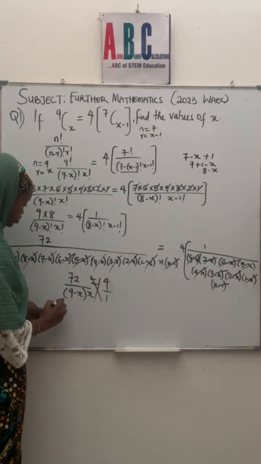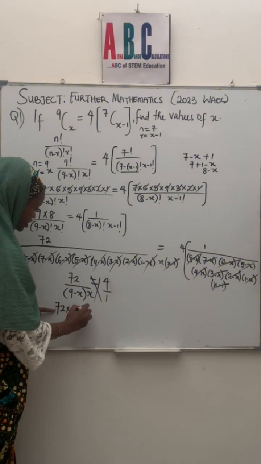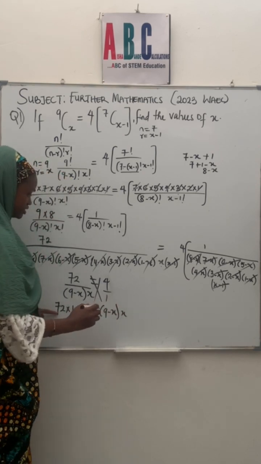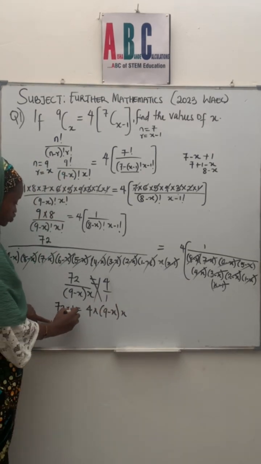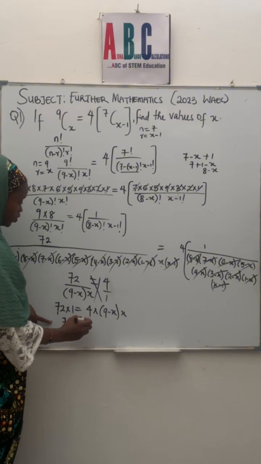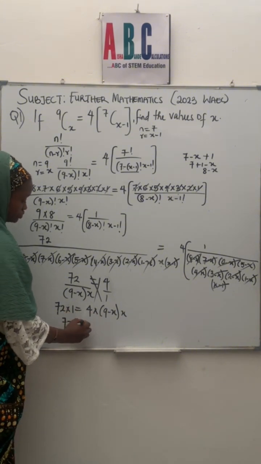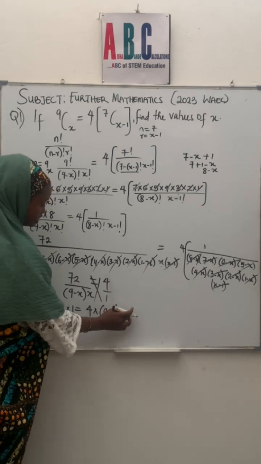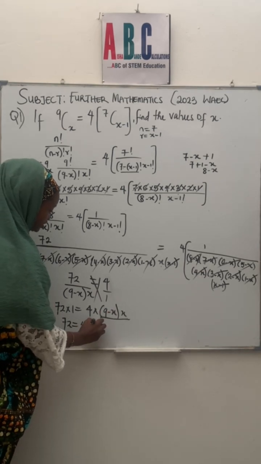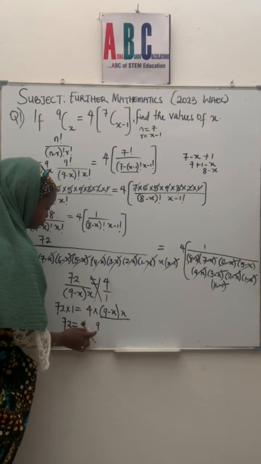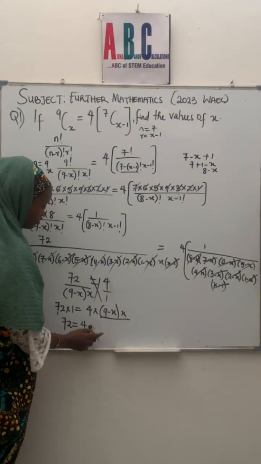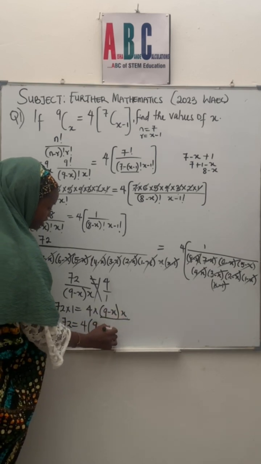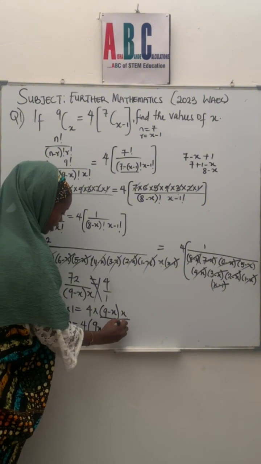Now cross multiply here, we're going to have 72 multiplied by 1 is equal to 4 multiplied by 9 minus x times the x. So let's simplify this. 72 times 1 is 72 is equal to 9 multiplied, so here we have 4. So let's expand this. 9 times x gives us 9x. So we have 4 open brackets, 9 times x gives us 9x minus x times x gives us x squared.